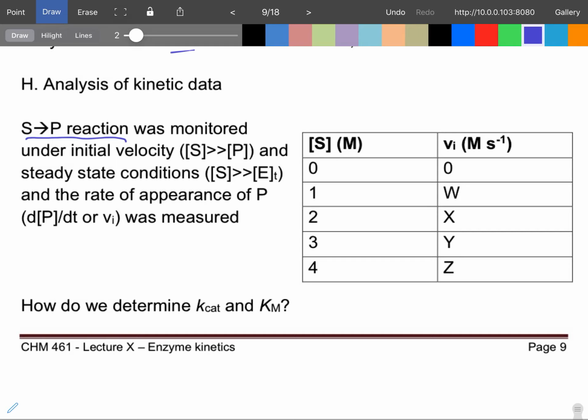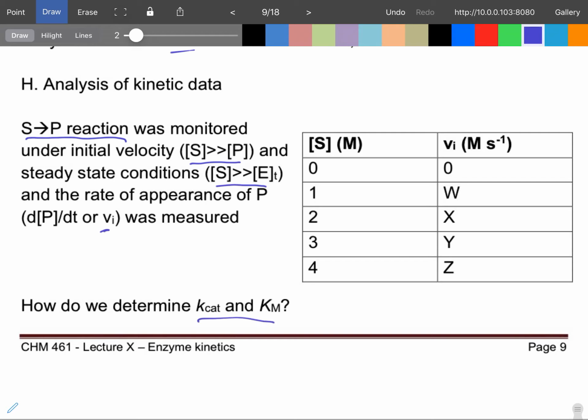It was under both initial velocity conditions, so substrate was way greater than product, and also steady state conditions, where the concentration of substrate was way greater than the amount of enzyme, so just a small amount of enzyme in the reaction. And then we measured the rate of appearance of product. In other words, we looked at initial velocity. How do we determine Kcat and Km?